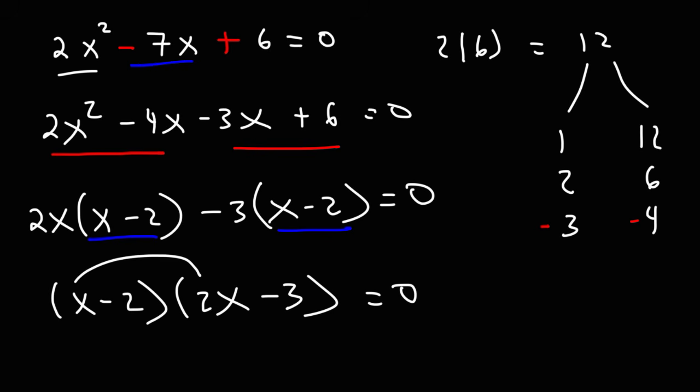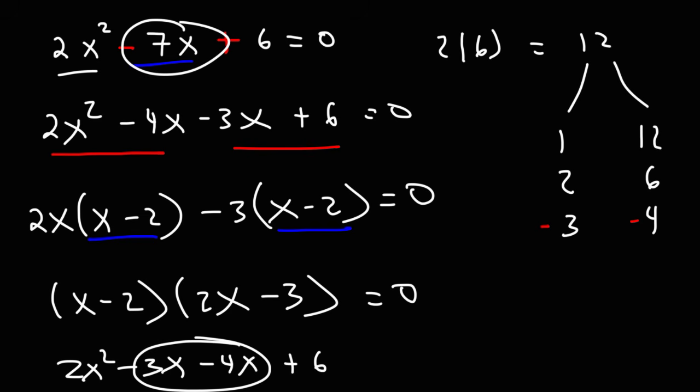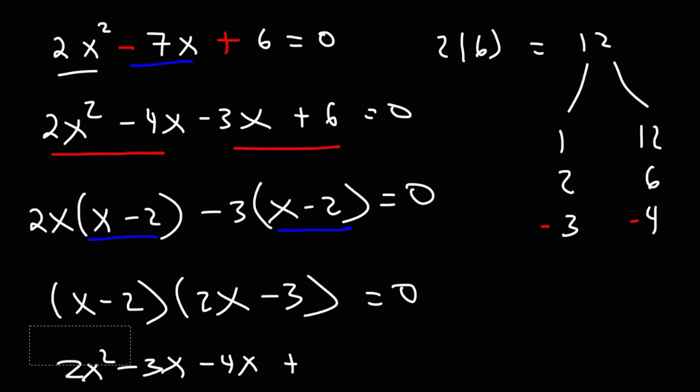If we multiply x by 2x, we're going to get 2x squared. If we multiply x by negative 3, we're going to get negative 3x. Negative 2 times 2x is negative 4x. Negative 2 times negative 3 is plus 6. And then these two here will add up to negative 7x. As you can see, these two expressions are equivalent. So that tells us that we are on the right track.